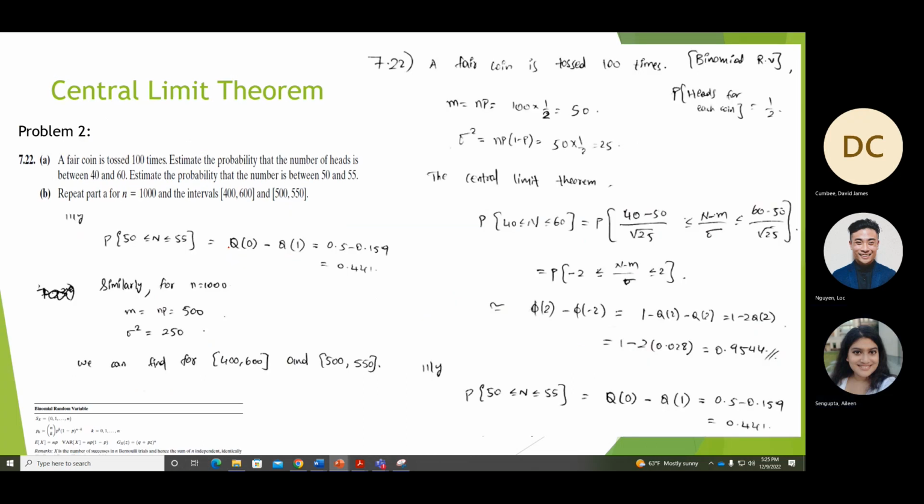Okay. Now this problem is very important. You already know how to solve this problem. In both parts, I can prove to you that you already know how to solve this problem. But why we are solving it in this way is important. Or rather, why it is a central limit theorem problem is also important.